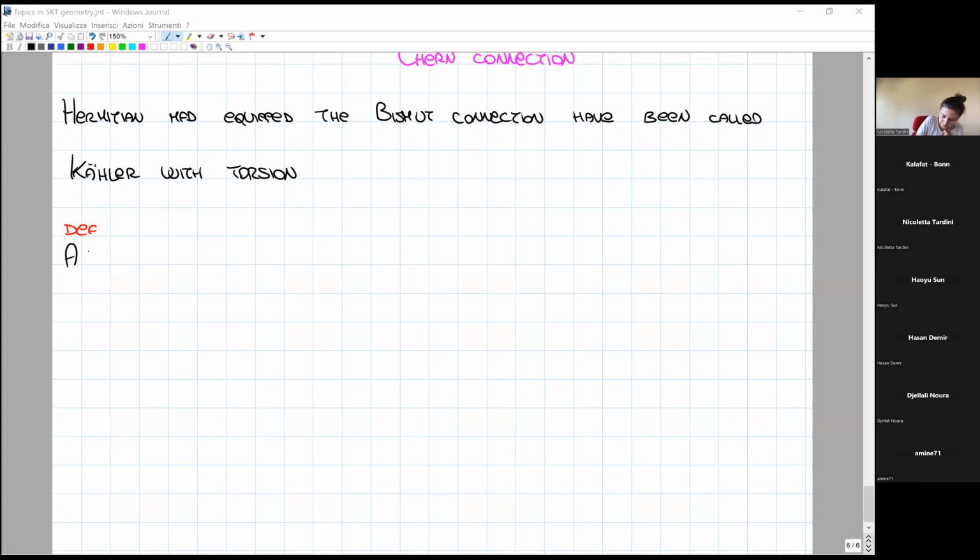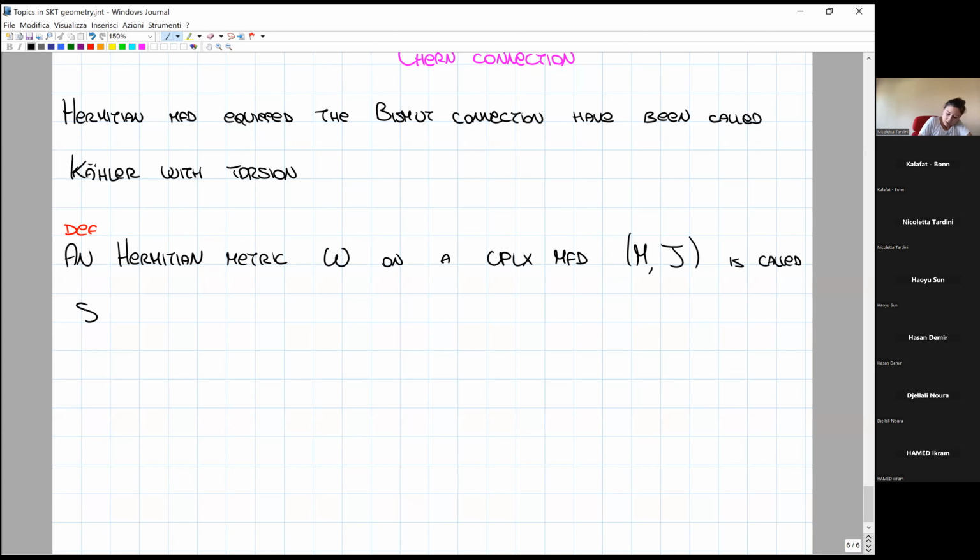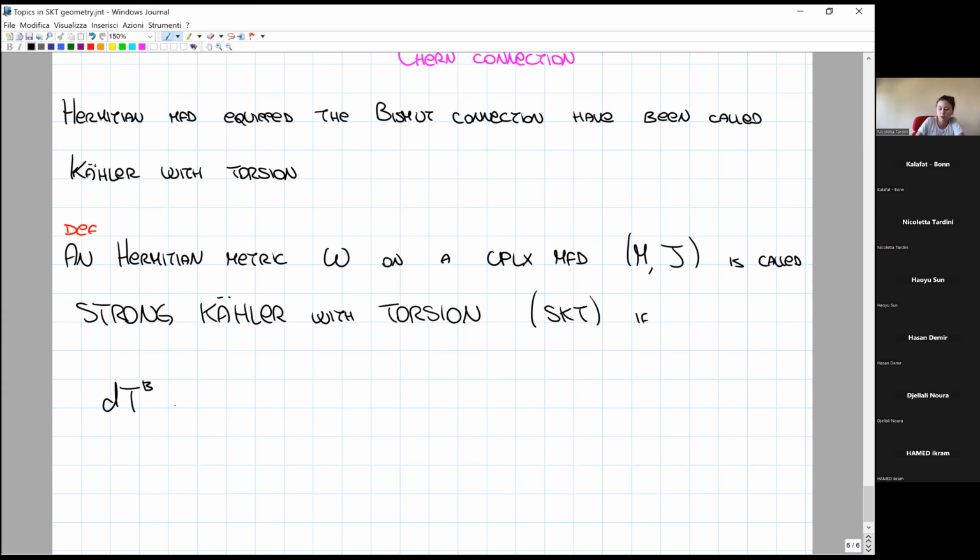Okay. So a Hermitian metric omega on a complex manifold (M, J) is called strong Kähler with torsion. From now on, we will always say SKT if the torsion of the Bismut connection is closed, with respect to the exterior derivative. So we said the torsion of the Bismut connection is a 3-form, and we are saying that it's closed. That's why physicists talk about strong, they added this term, strong Kähler with torsion, because the torsion is closed.